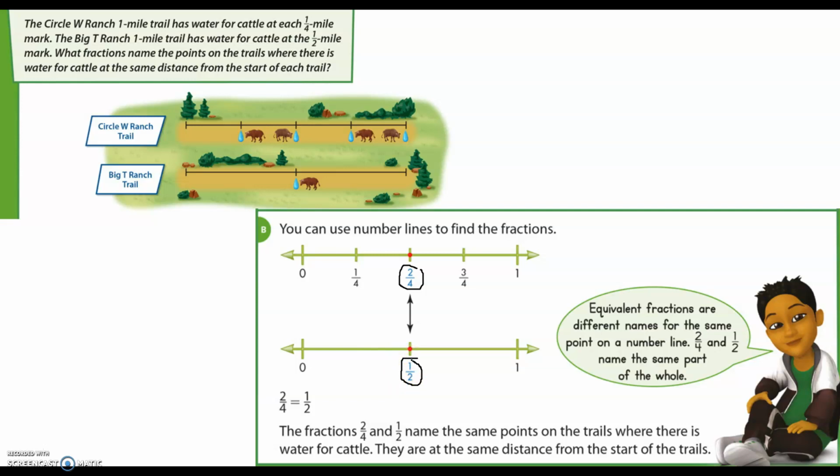So equivalent fractions are different names for the same point on a number line. 2/4 and 1/2 name the same part of the whole. The fractions 2/4 and 1/2 name the same points on the trails where there is water for cattle. They are at the same distance from the start of the trails. So the reason that this one's called 2/4 and this one's called 1/2 is only because this one's broken up into bigger pieces and this has more pieces.